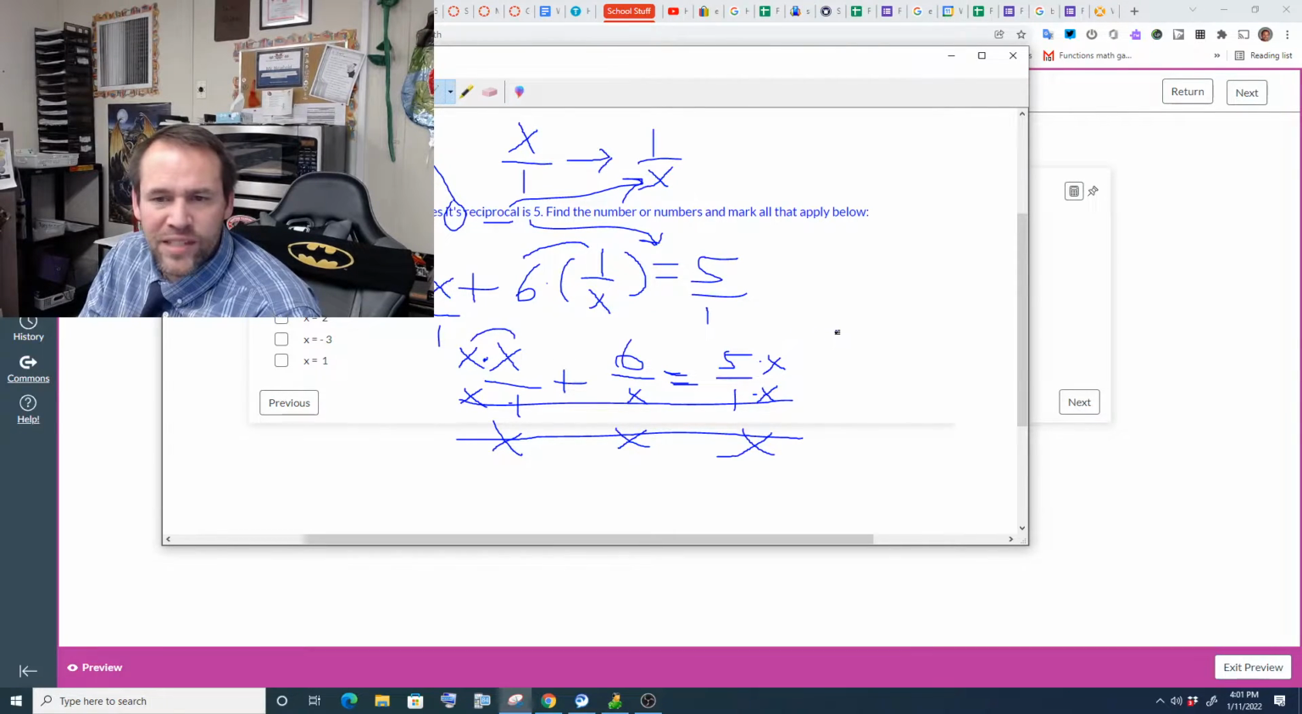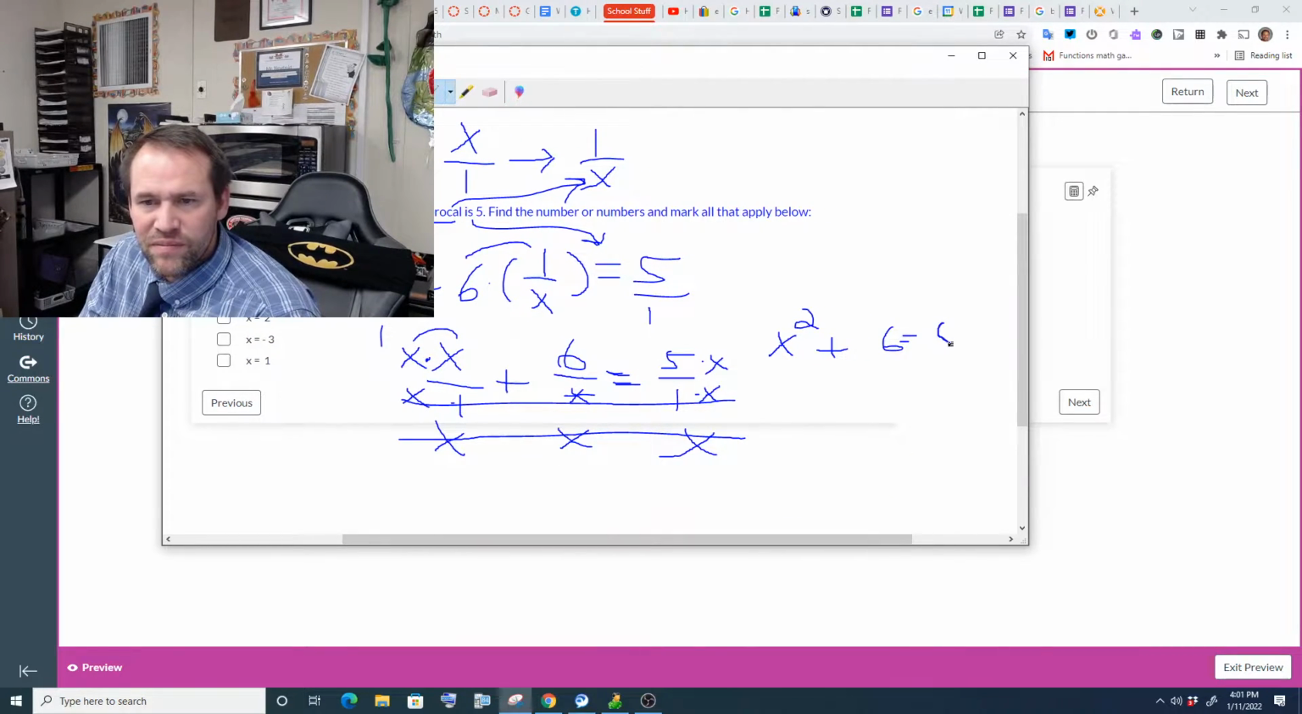So x times x is x squared plus 6, because we eliminated the bottom, is equal to 5x. Nice. And now, because we have an x squared, that means we're going to have up to 2 possible solutions. It might be 1, but definitely up to 2. We've got to plug them in and see if they work.